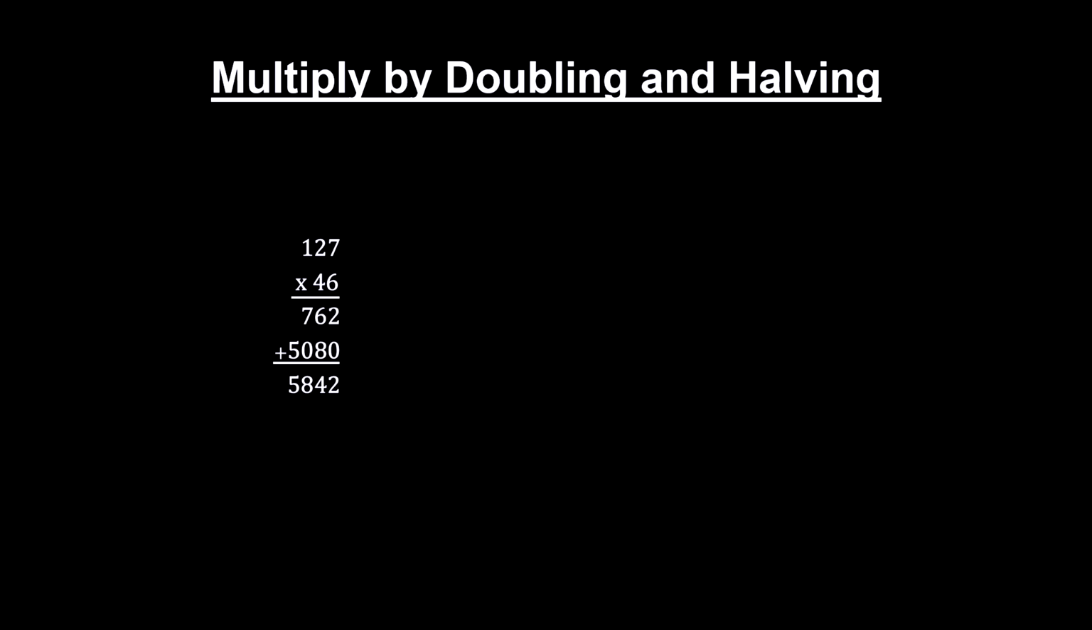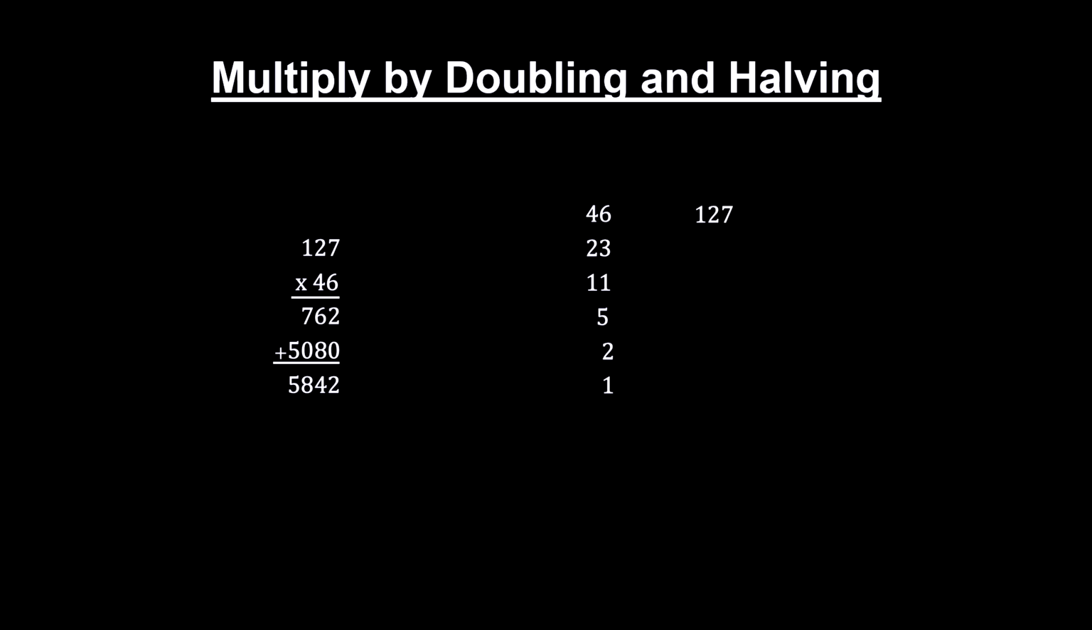In this method, we need 2 columns. Now pick one of the 2 numbers to be multiplied. We'll use the 46. Put it at the top of the first column. Divide it in half. If it were an odd number, we'd subtract 1 to get an even number, and then divide that in half. Continue this process until you get to the number 1.